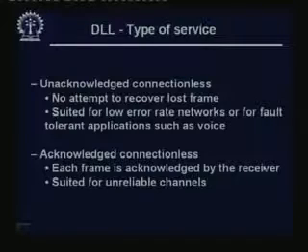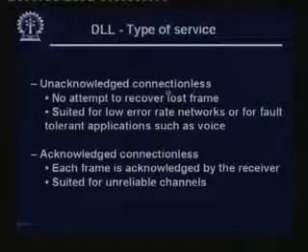So, what are the kinds of services, type of services that the data link layer gives? One is unacknowledged connectionless. So, no attempt to recover lost frames. If some frame is lost due to noise, error, etc., there is no attempt to recover this, and there is no acknowledgement from the other side. It is a connectionless system, suited for low error rate networks or for fault tolerant applications such as voice.